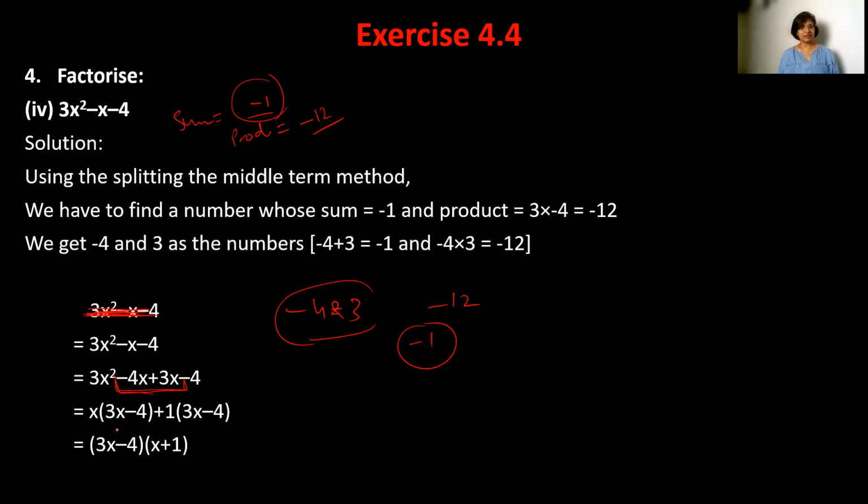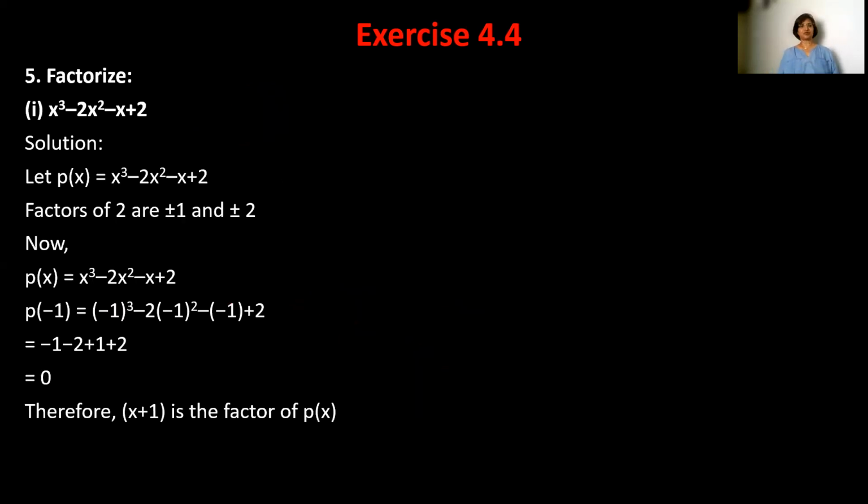So here we are taking x as common, so 3x minus 4. Here we are taking 1, so plus 1 times 3x minus 4. So 3x minus 4 is common in both the terms, and then x plus 1 remains as the other factor. So that was question number 4. Now we come to question number 5.